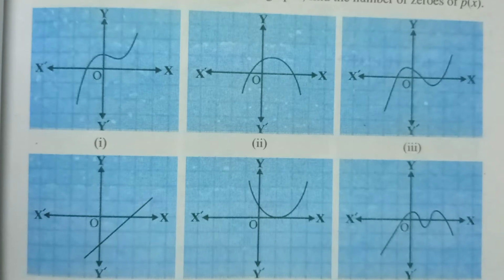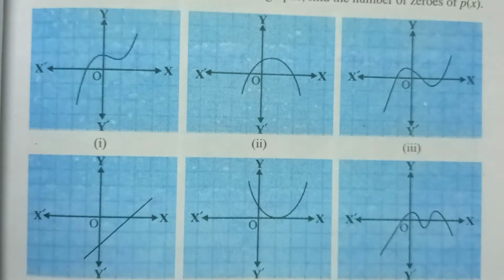Hi viewers, today I am going to explain how we can find the zeros of a polynomial graphically. A real number k is said to be a zero of a polynomial p of x if p of k is equal to 0. The zero of a polynomial p(x) is the x coordinate of the points where the graph y is equal to p(x) intersects the x-axis.